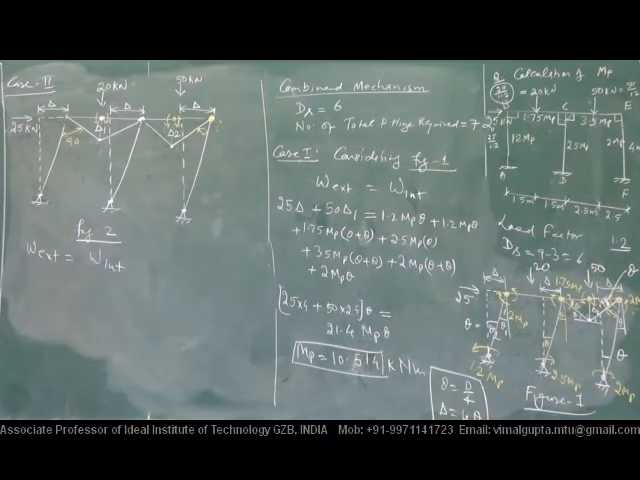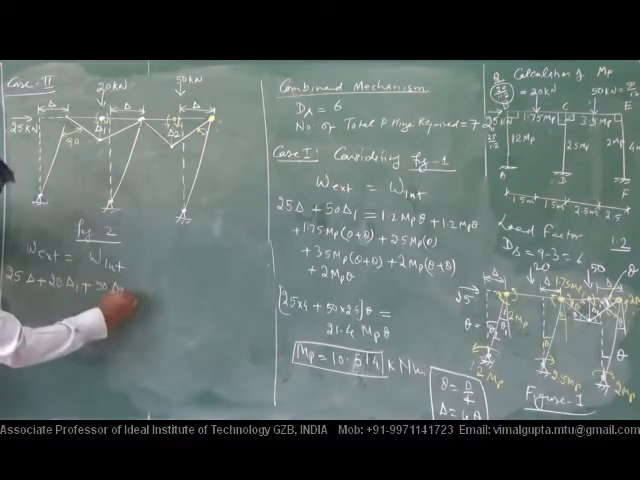Okay. Make the deflected shape, then write W external and internal, write what is required. Do not write unnecessary things. So it is 25 into delta plus 20 into delta 1 plus 50 into delta 2. This is the total external work done.